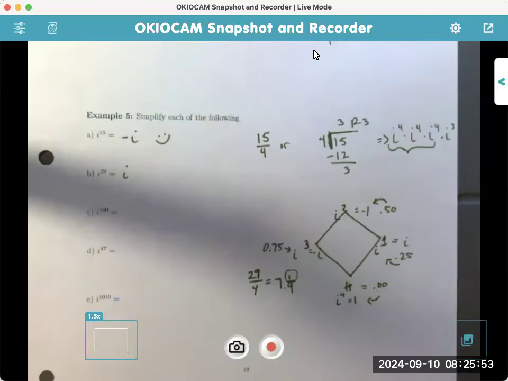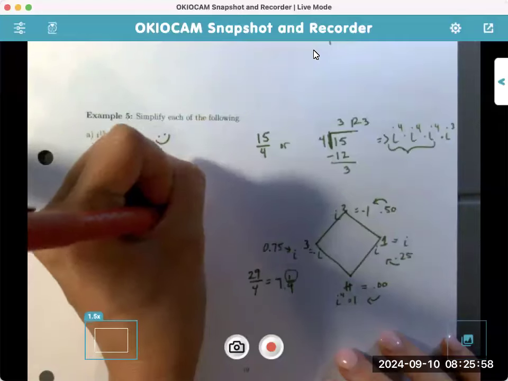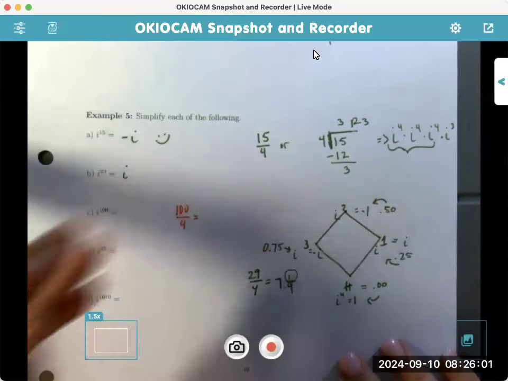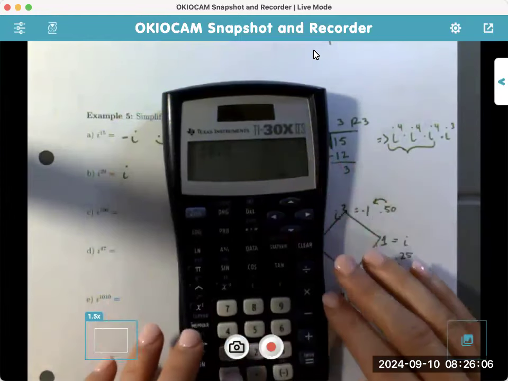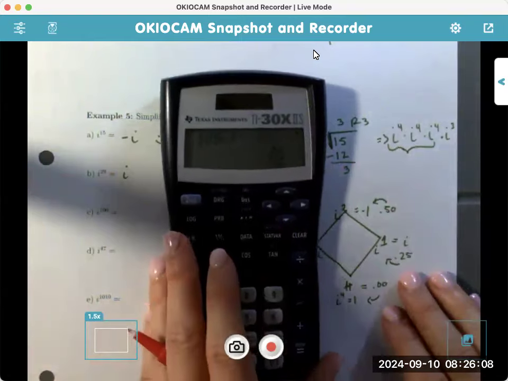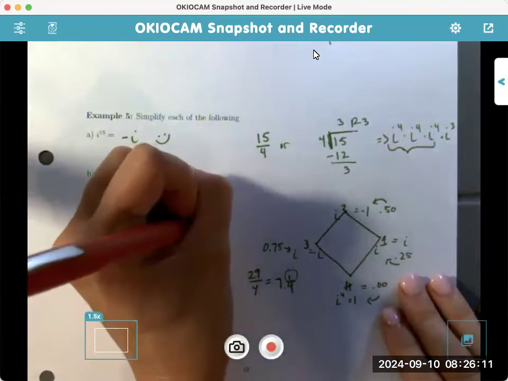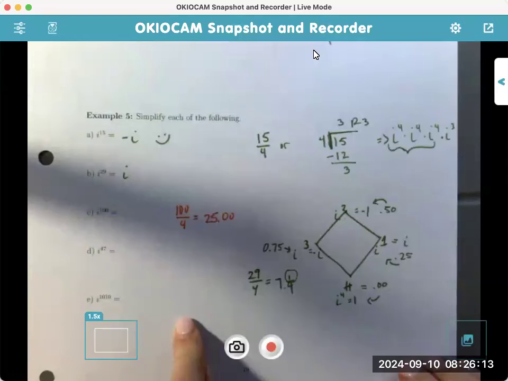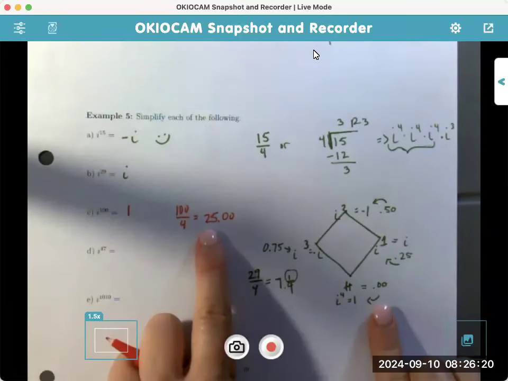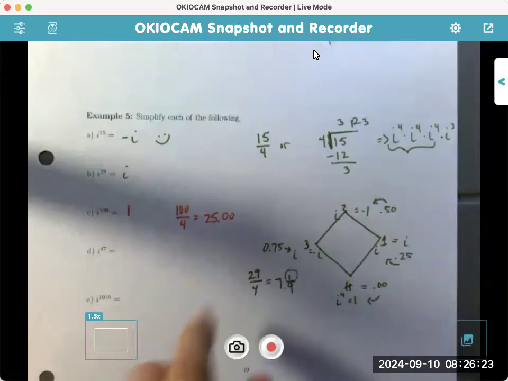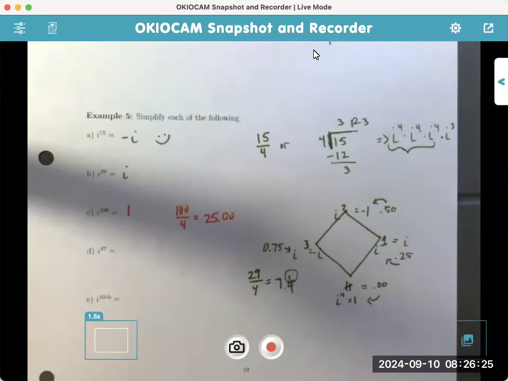Okay, so if I do 100 divided by 4, well, it's not too hard, but let's look at it. 100 divided by 4 is 25. So technically that's 25.00, meaning there's no remainder, so that is 1. So there are 25 i to the 4ths, essentially. So it's 1 times 1 times 1 times 1, and so on. How many times? 25 times.